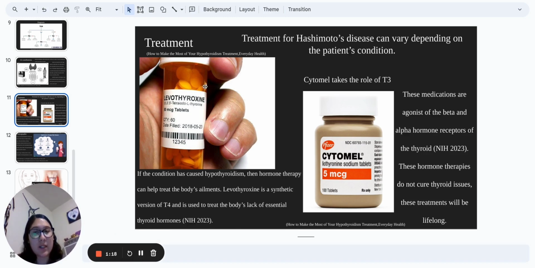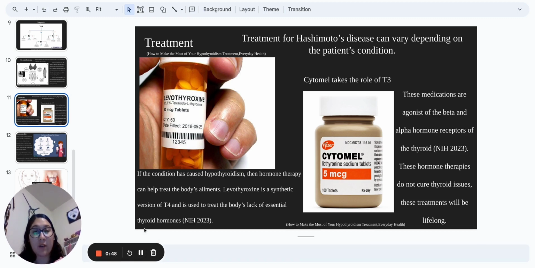Levothyroxine right here is a very common treatment in hormone therapy. It's a synthetic version of T4 and is used to treat the body's lack of essential thyroid hormones. This medication is prescribed in a pill form, a liquid form, and a soft gel capsule. These forms allow those with digestive issues to receive the medication, or those with issues swallowing if the growth on the neck causes them.